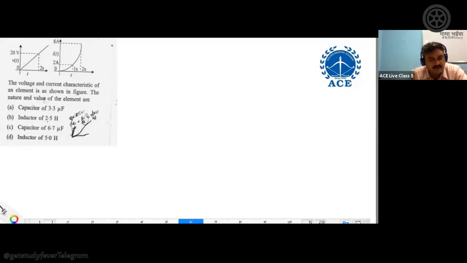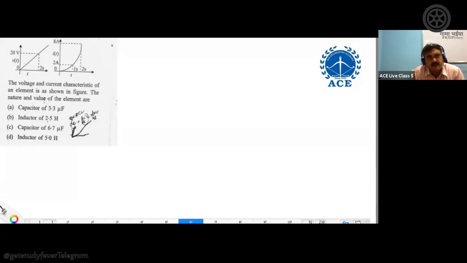Voltage and current characteristics of an element is shown in the figure. So first waveform is like a ramp function. Second waveform is like an exponential function, increasing exponential. The nature and value of the element are dash. What is the element and what is its value?